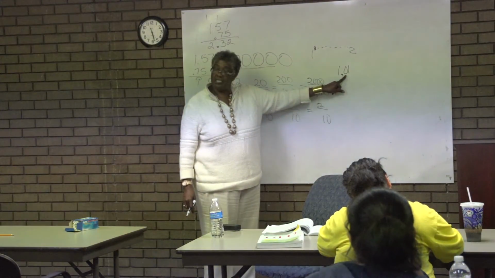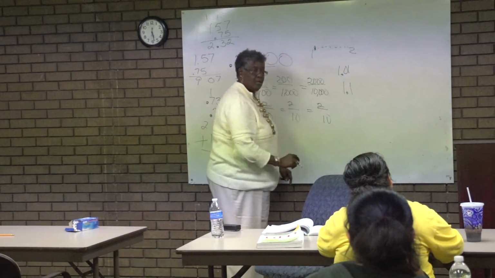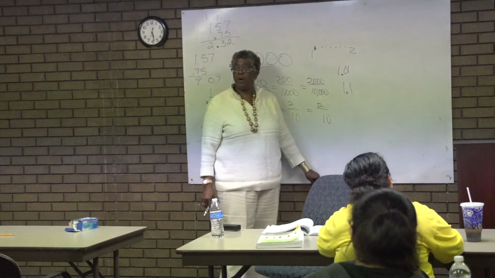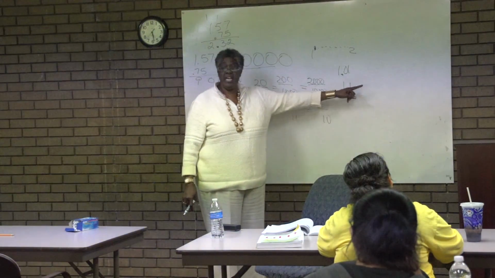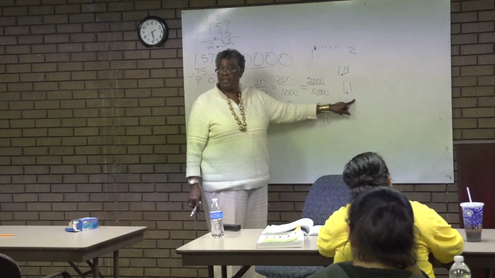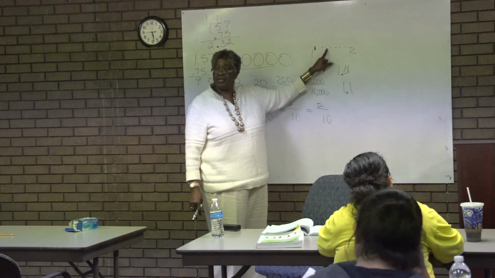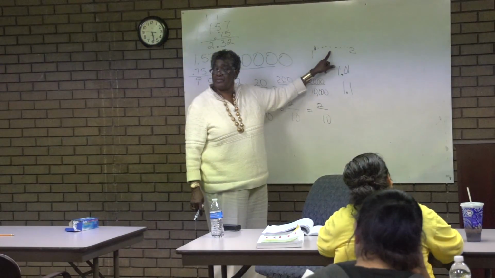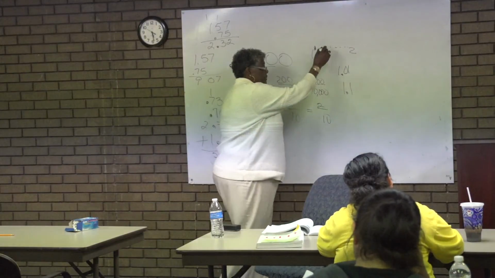If I had not put that 0 there, it would have said what? 1 and 1 tenth. So I'm saying it's divided into 10 pieces and I have 1 of them. No, that's a much bigger piece. It would take 10 hundredths to make a tenth. See, 10 pennies to make a dime. So I'd be way down here.